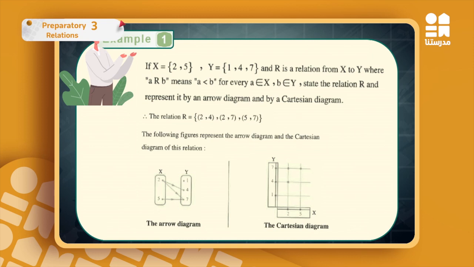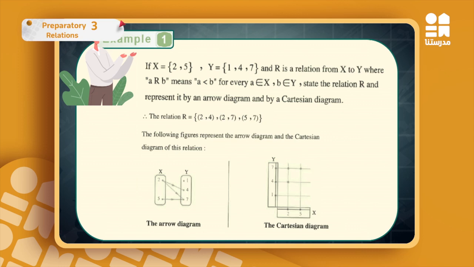ال 2 is less than which number in Y؟ ال 2 هنا أصغر من مين في السكند set؟ هنلاقي إن ال 2 not less than 1، يبقى 2 cannot be related with 1، ما أقدرش أختارها مع ال 1. But 2 is less than 4، يعني 2 less than 4 I can write it as the first ordered pair (2, 4). أقدر أكتب 2 and 4 أول ordered pair. Also 2 again with 7 because 2 is less than 7، 2 مع 7.